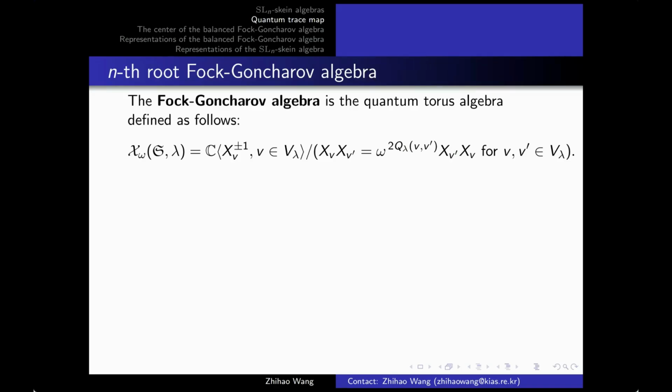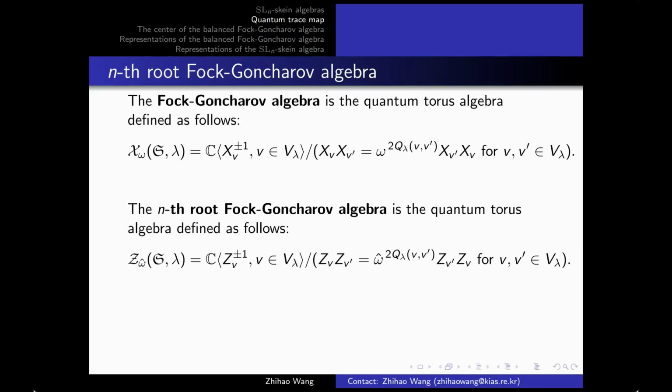To define the quantum trace map, we need a slightly bigger algebra. It's called the ancient root Goncharov algebra. The difference from the previous one is that here the generators are labeled by Z. You can see that. And the important thing is that here we use omega hat, but for the first one, for the X, we use omega. So this is the difference. Of course, to distinguish the generators, here we just use Z for the variable. Why do I say that this Z torus is bigger than the X torus? Here is the reason.